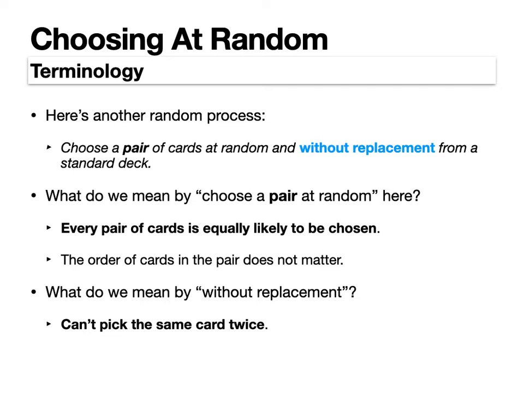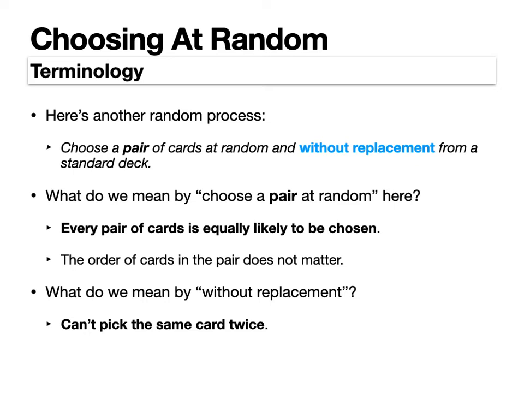So here's another random process. Choose a pair of cards at random and without replacement from a standard deck. So what do we mean by choosing a pair at random here? That would mean that every pair of cards is chosen in the most random way. That is, every pair of cards is equally likely to be chosen. When we say a pair, too, in this context, we're thinking about a card hand, and generally the order that the pair is chosen doesn't matter. So let's assume that is the case right here.